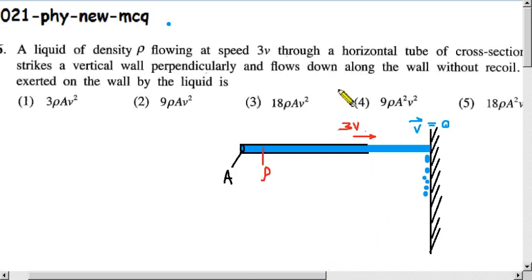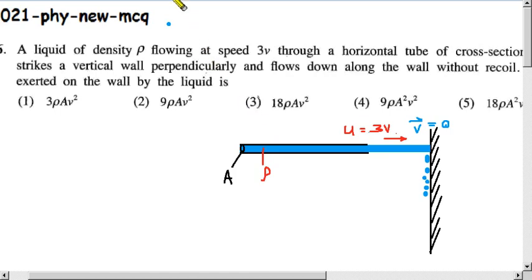So this one is u, the initial velocity. They have given it as 3 times v. Initial velocity before striking, therefore let us write it closer to the striking point. Just before strike, the initial velocity is 3 times v. After striking, the velocity v goes to 0.